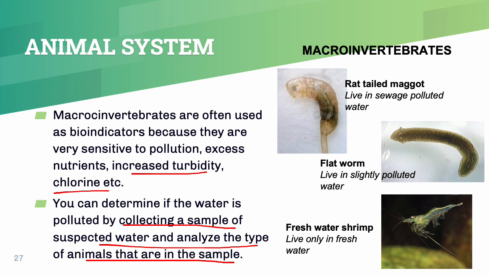So, of course, you can determine if water is polluted by collecting a sample of the suspected water and analyzing the type of animals in the sample. For example, you take water from a river and put freshwater shrimp in it. If the freshwater shrimp survive there, that could be an indication that the water may not be toxic. Okay? Because the shrimp lived. But if the shrimp die in the water you collected, that could be an indication that the water has high toxicity.